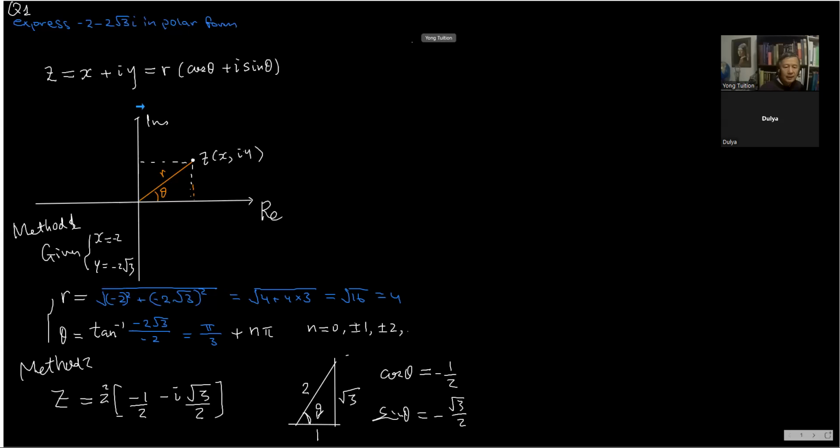Can you see method 2? It gives a similar result. Of course, you also have to add the period, because any theta plus a multiple of 2 pi will give you the same answer. That's question 1, so there are two ways to solve these puzzles.